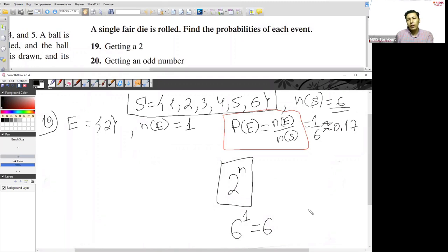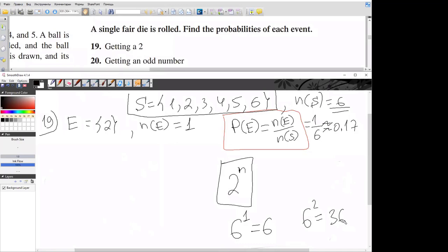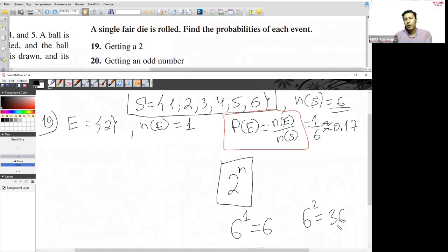If you roll 2 dice, then 6 power 2 will be 36. So you may have 36 possibilities if you roll 2 dice. Okay, this is 1 die. 2 power n is about 2 faces. What has 2 faces? For example, a coin. If it is about 1 coin, then 2 power 1 is equal to 2. That means you may get head or tail, 2 options.